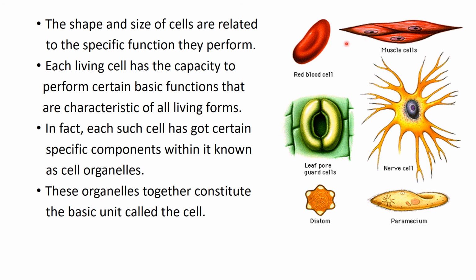So why do they have different shapes? And if you see the nerve cell, this is again peculiar in shape. This is paramecium, slipper in shape, you can see. So why do all these cells have different shapes and sizes? In order to perform specific functions, because each cell has to perform some specific function. So that is why they have different shapes and sizes.